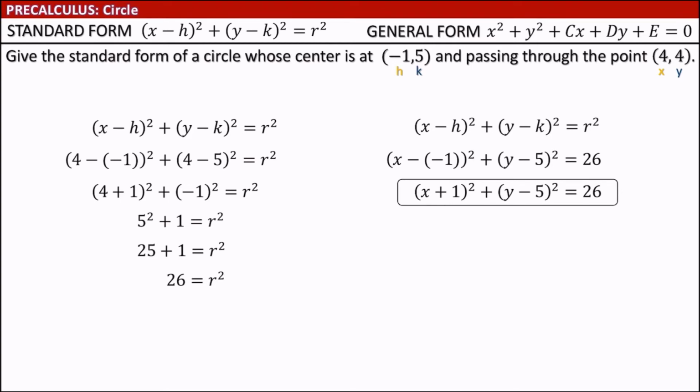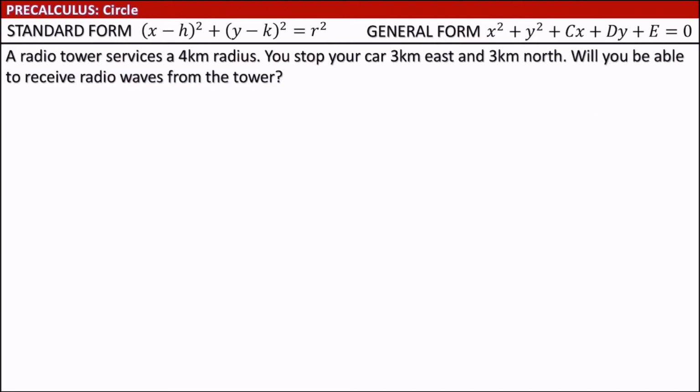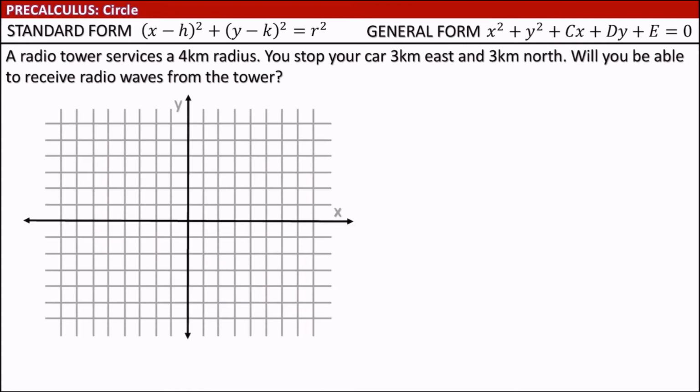Ngayon naman, try nating mag-solve ng isang worded problem. A radio tower services a 4 km radius. You stop your car 3 kilometers east and 3 kilometers north. Will you be able to receive radio waves from the tower? Para mas ma-visualize natin, let's plot the radio tower and our car on a Cartesian plane.